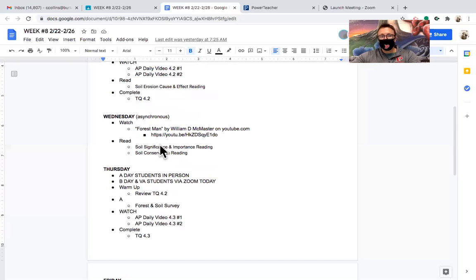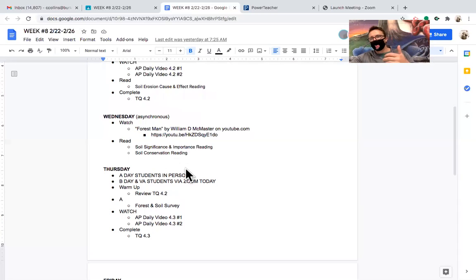And then there are 2 short readings, one about the significance and importance of soil. So what does soil really provide us? And it's not just one thing. It's not just for plants. There's a lot of other things. And then there's a short reading about conservation. So what can we do to reduce erosion? What can we do to protect our soils?